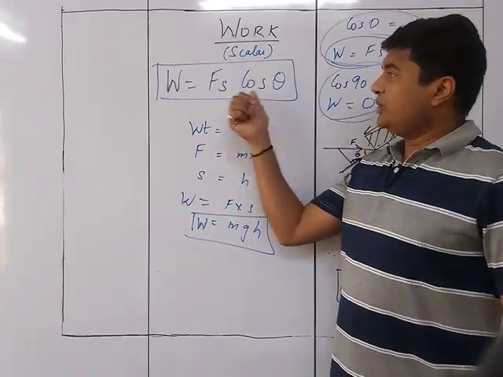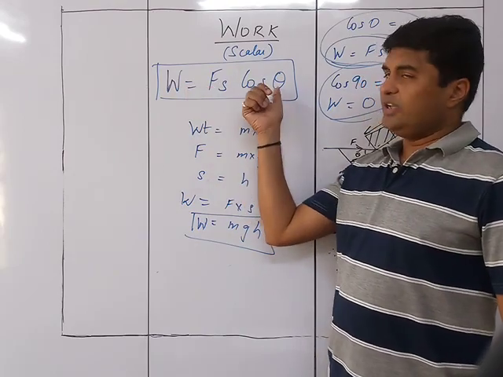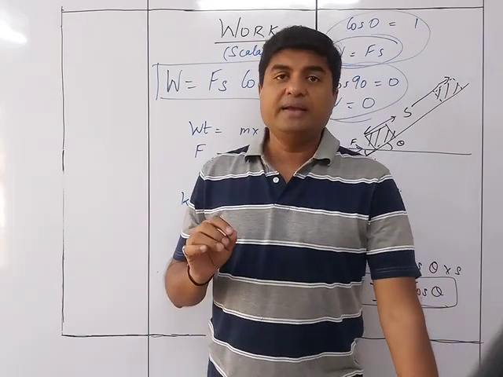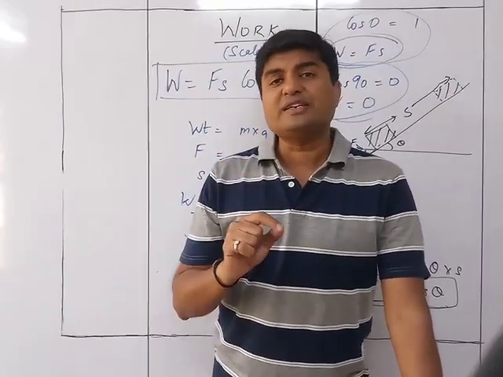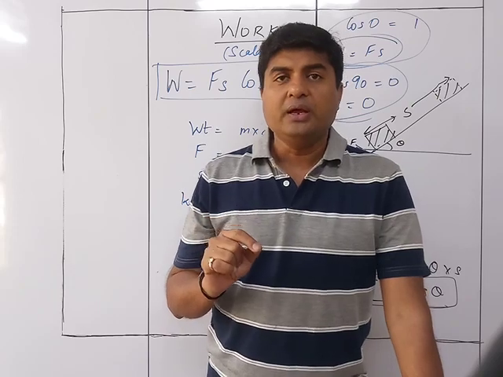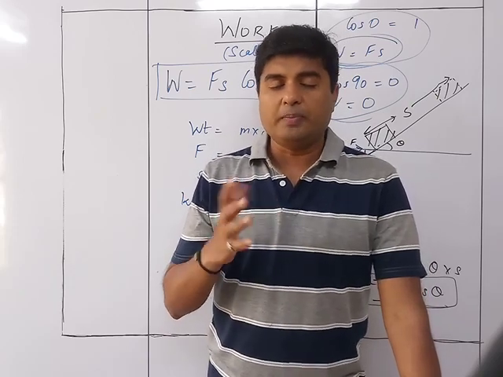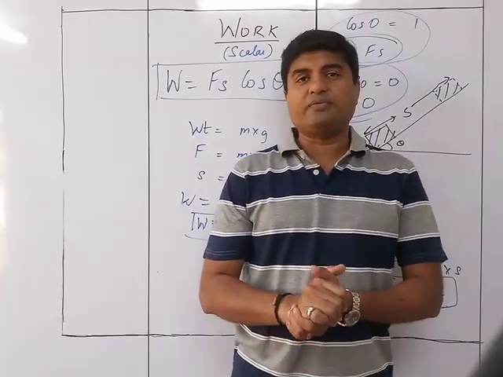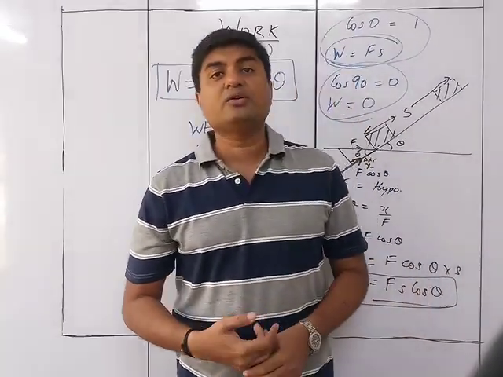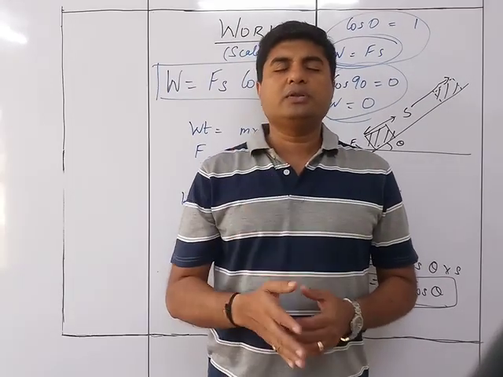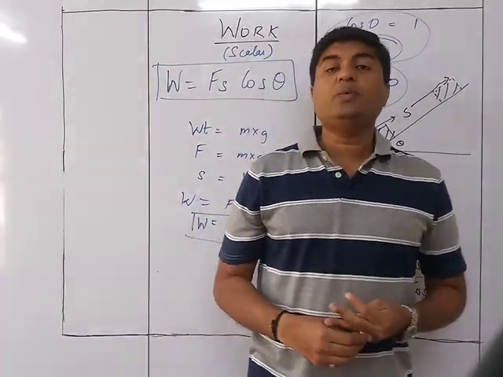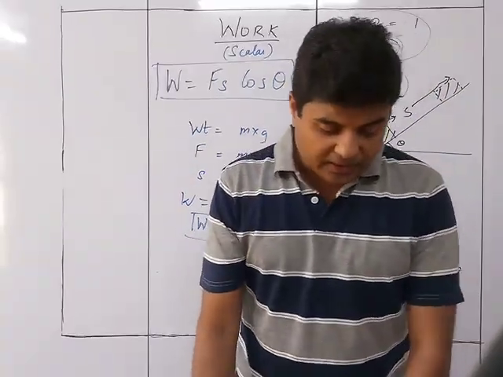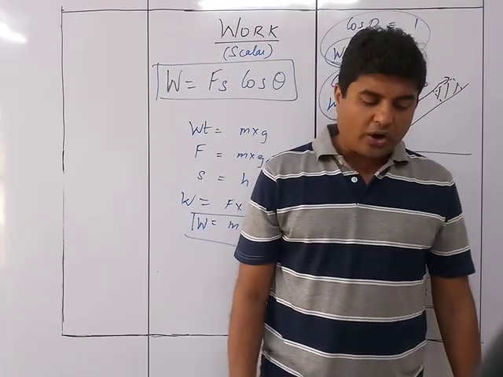If cos 90 is 0, automatically the whole thing becomes 0. So work done will be 0. So when the force is perpendicular to the direction of motion of the body, or perpendicular to the displacement of the body, then we say that the work done will be 0.